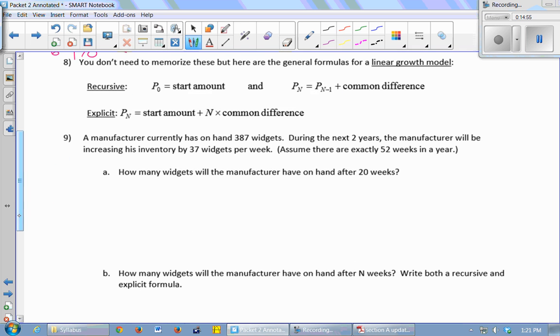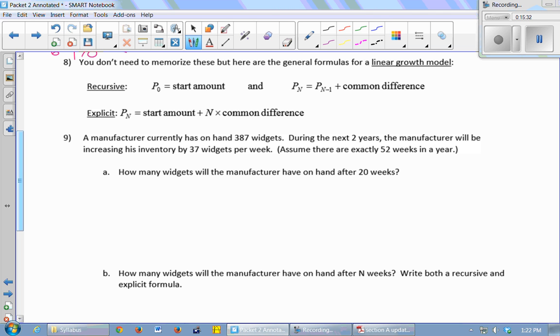Okay, so here are some formulas that you can use. You do not need to memorize them because we just solved two problems that involved these formulas without knowing the formulas. So you can always just think it through, but these are the formulas for linear growth. A recursive formula, you should always give the starting amount, and then P sub n is equal to P sub n minus 1 plus whatever the common difference is. And your explicit formula is always P sub n equals your starting amount plus n times the common difference.